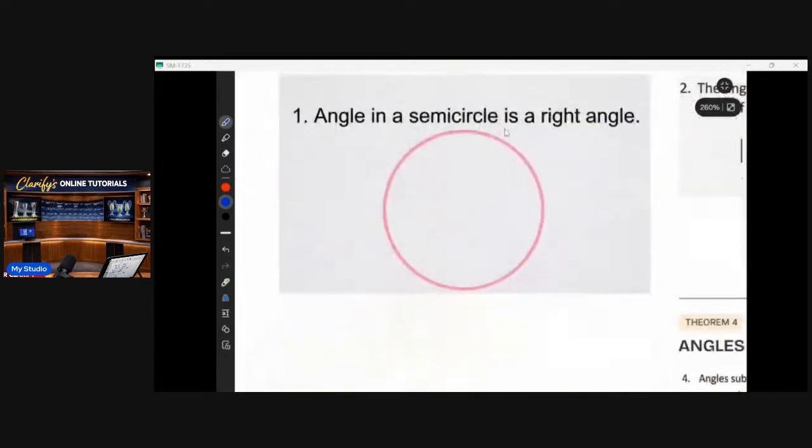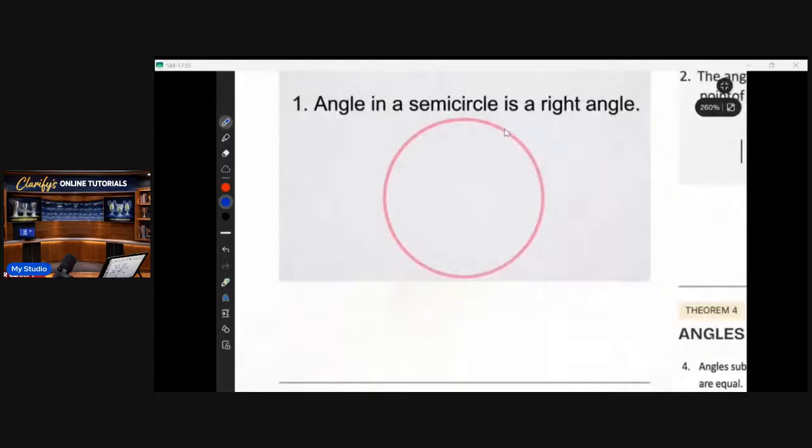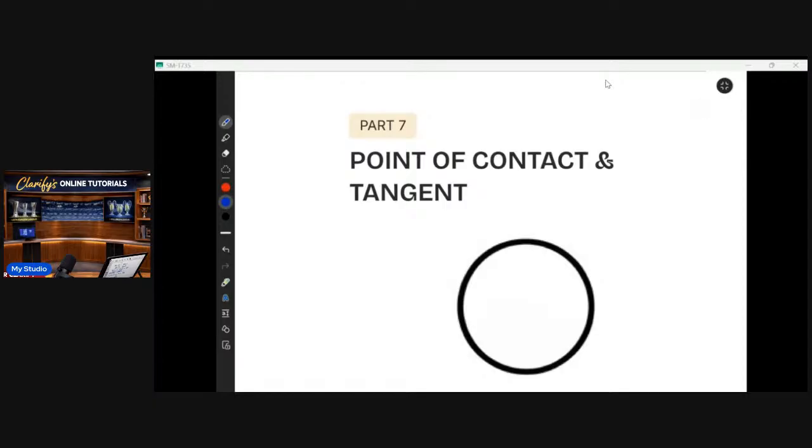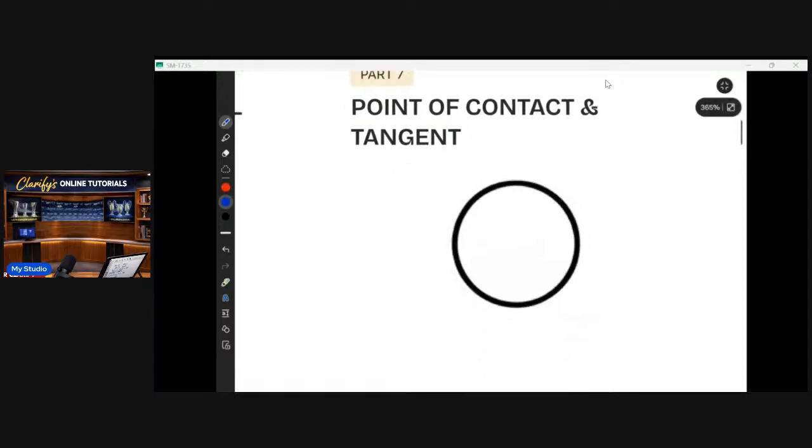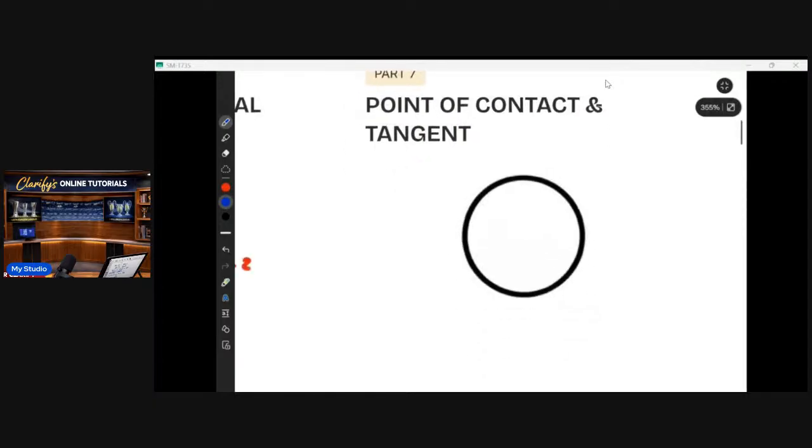Now we have the last one. Where is the last one? Here it is. Here is the last one. It's what we call the point of contact. So this is the last part that you must all know. What part is that we call the point of contact?